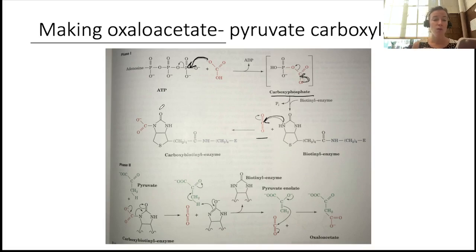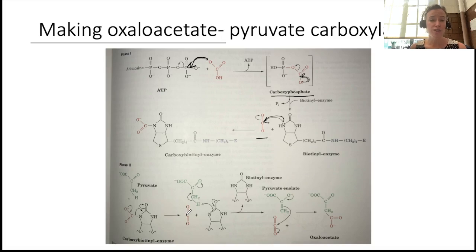Then, once we've attached that CO2, it is time for us to use that CO2 to plop it onto pyruvate. So in comes pyruvate. To get the CO2 onto pyruvate, we first need biotin to release the CO2.